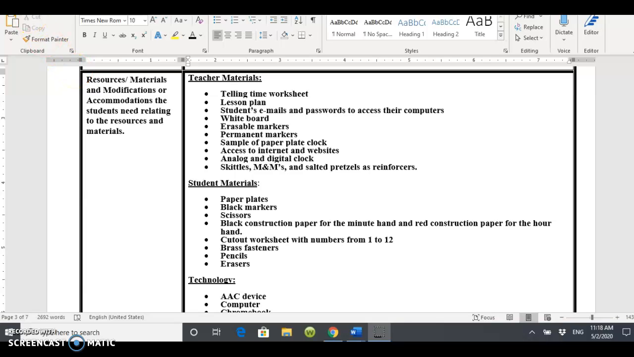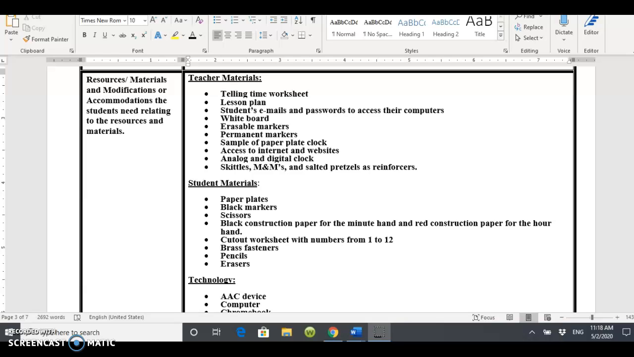Resource materials and modifications or accommodations the student needs relating to the resources and materials are as follows. Teacher materials that are needed: telling time worksheets, lesson plan, students' emails and passwords to access their computers, whiteboard, erasable markers, permanent markers, sample paper plate clock, access to the internet and websites, analog and digital clock, Skittles, M&Ms, and salted pretzels as reinforcers.